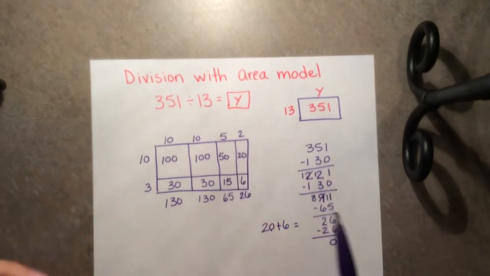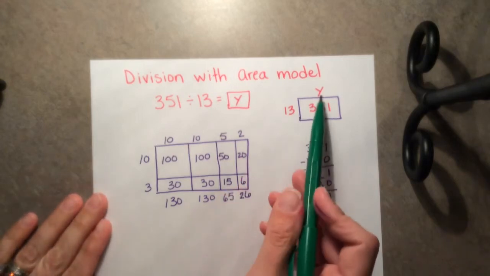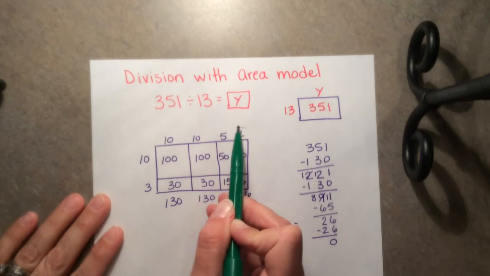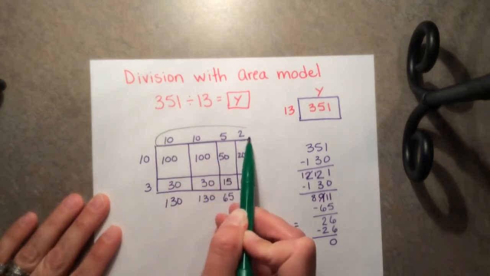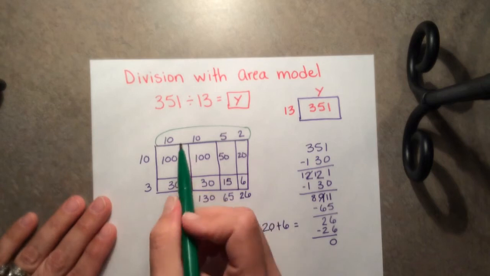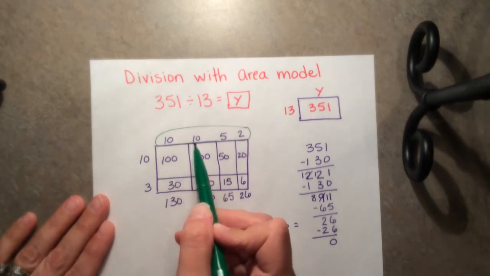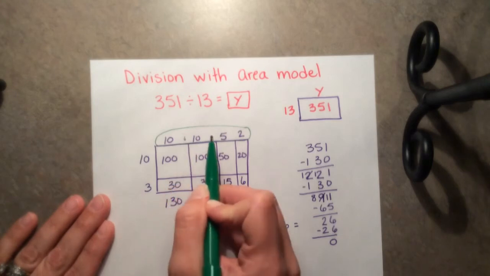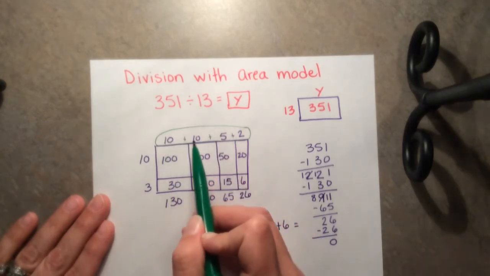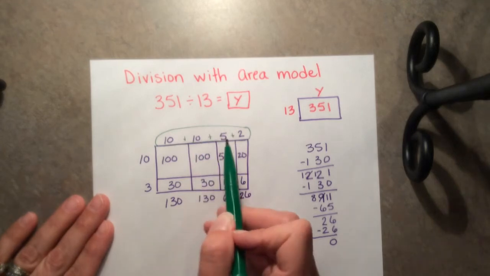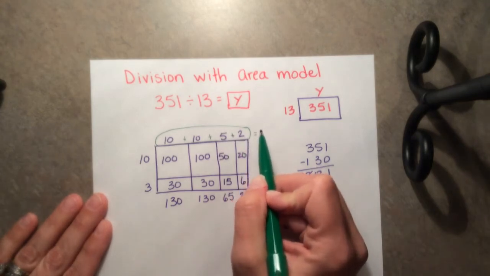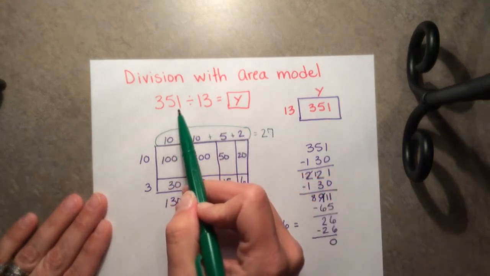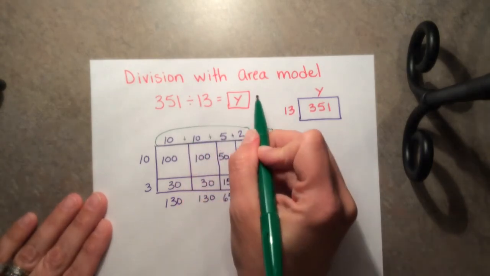But where is my answer? What is the answer of 351 divided by 13? Again, if students have used this model for multiplying, they would know that this then is my other multiplied number. But this isn't 10, 10, 5, 2. These numbers are added together. 10 plus 10 is 20, plus 5 more is 25, plus 2 more is 27. So my answer of 351 divided by 13 is 27.